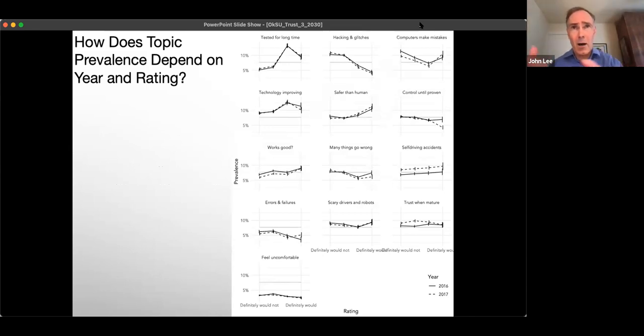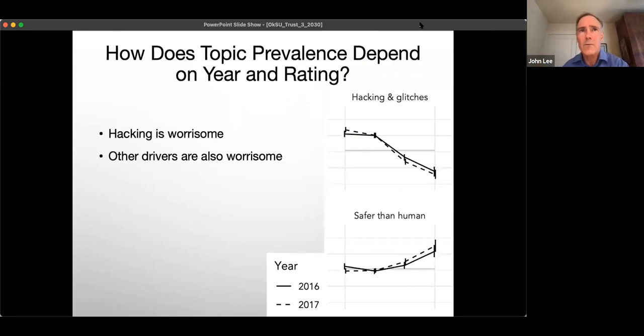So this is a picture of all of the topics in each of the little cells in this faceted diagram. And then across the horizontal is the rating from definitely would not to definitely would. And the vertical is the proportion of comments or proportion of the topic that describes those comments. So I'll just zoom in on a couple of them here. Hacking and glitches. You can see from the dotted line that the proportion of these topics was fairly constant. The distribution was similar in 2016, 2017, and I'll just zoom in on those.